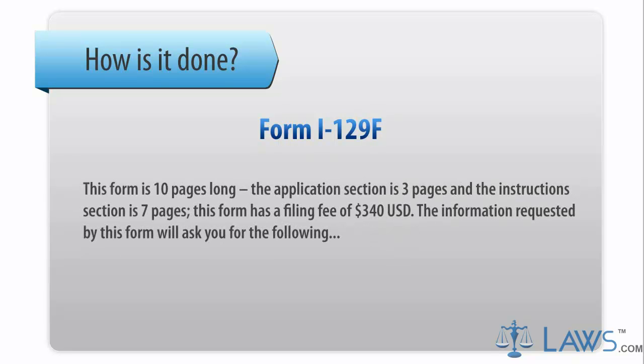Now, let's get started with completing Form I-129F. This form is 10 pages long. The application section is 3 pages, and the instructions section is 7 pages. This form has a filing fee of $340 US.